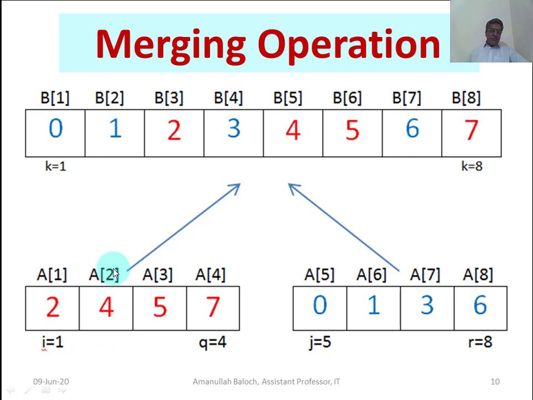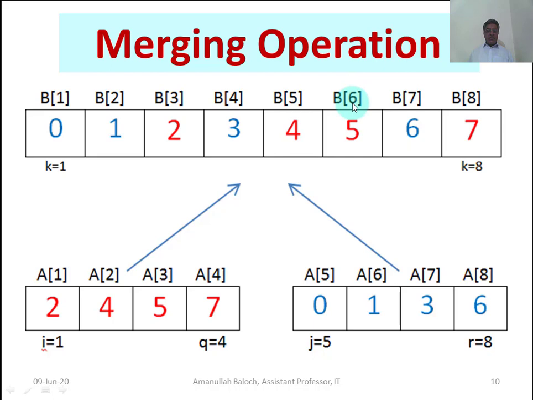and i will become 2. Now i is at location 2, the value here is 4, j is at location 7, and the value here is 3. 4 and 3 will compare, and 3 is less than 4, so 3 will be stored at k location in B, and j will increment itself and point to location 8 of the array. J is here at location 8 representing element 6, while i is at location 2 representing 4. Now 4 and 6 will compare. 4 is less than 6, 4 will be stored at k location in B, and k will increment itself and come to this location for the next value of B.